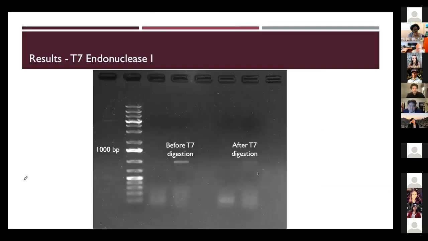So here are T7 endonuclease 1 results. This is our CRISPR-treated DNA samples before T7 digestion. It shows a pretty strong band here, right under the 1,000 base pair. But interestingly, after T7 digestion, we see a much more faint band, which to us is interesting because it shows that our T7 enzyme is showing nuclease activity within our CRISPR-treated samples. However, we should see two bands within this region, but we're only seeing a much more faint band. And we're thinking that the DNA strands are being cleaved very small, and that's why they're running smaller on our gel.